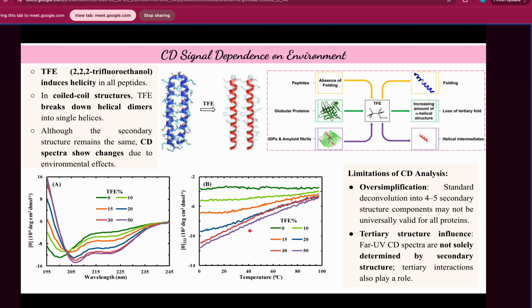And there are certain limitations of the CD analysis. So the first limitation is oversimplification, which means that the CD spectra is completely based on secondary structure estimation, or it is only telling you about the secondary structure. But what is actually happening is that there is some tertiary structure which is also present. So there are some other bonds which are also responsible for judging it. So secondary structure identification is not enough.